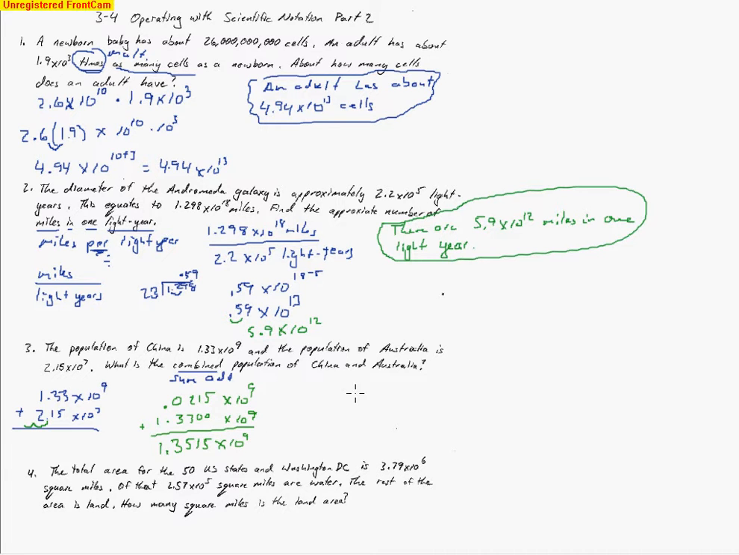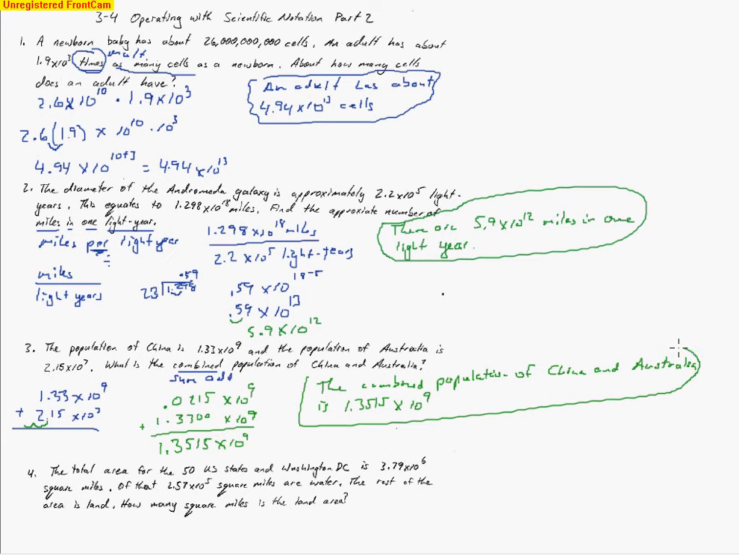So now we just need to state that question again, rephrase that to explain the answer. So we would say the combined population of China and Australia is, and then I'm going to write down 1.3515 times 10 to the 9th power. And so that would be the third problem.